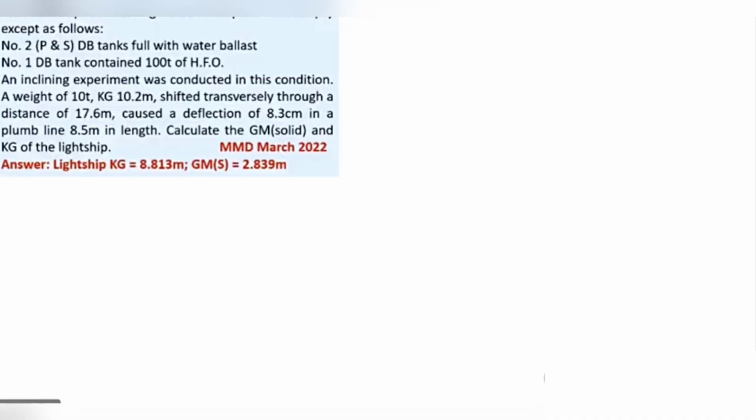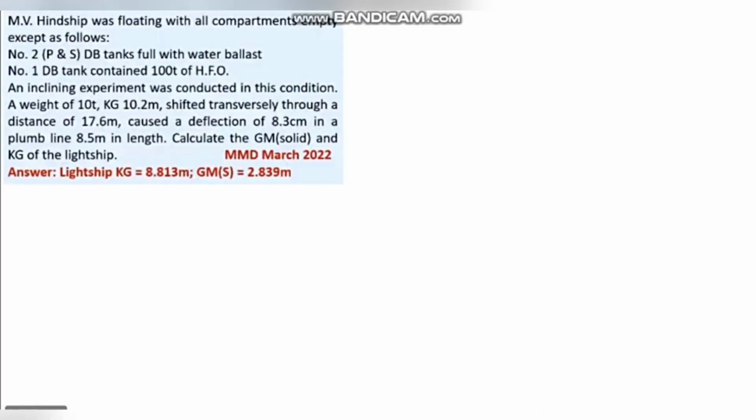Except the following: every compartment was empty. Only number 2 port and starboard DB were full of water ballast. Number 1 DB had HFO of 100 tons. An inclining experiment was conducted in this condition. A weight of 10 tons, KG 10.2 meters, was shifted transversely through a distance of 17.6 meters. It caused a deflection of 8.3 centimeters in a plumb line that is 8.5 meters in length. Don't worry about the requirement there, this is a numerical, you have to go by the values given. Calculate the GM solid and the KG of the light ship.